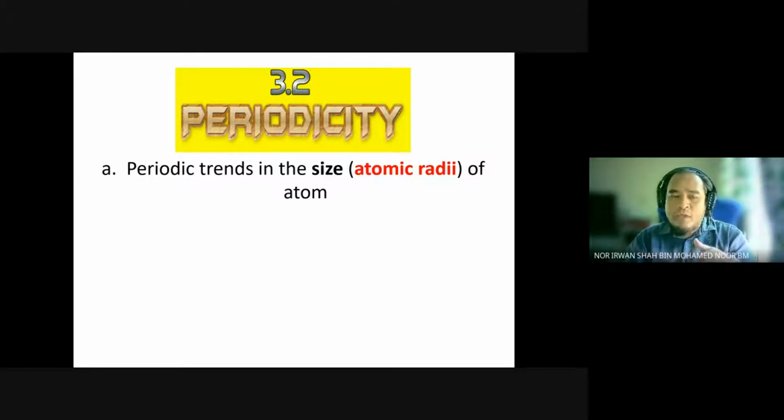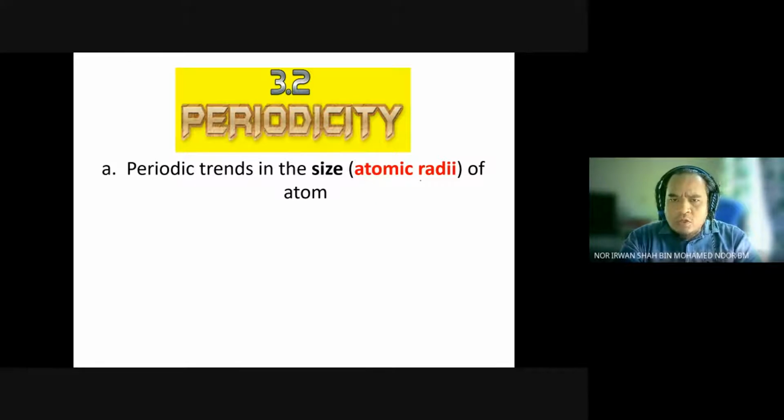Maksudnya first kita akan tengok the trends across a period, and second kita akan tengok juga what happened kalau kita move down the group. Okay, guys, so what are the trends that you guys are going to learn in this 3.2? Basically the first trend that you guys are going to learn adalah the trends in the size of atom, or what we call as atomic radii.